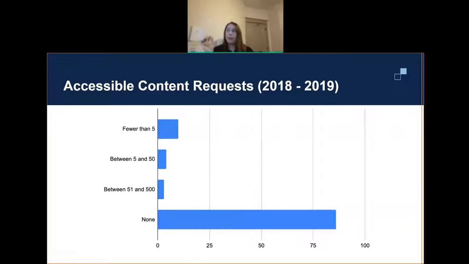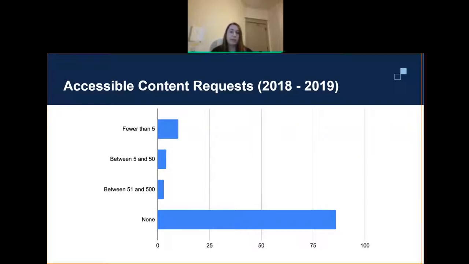Before I talk a little bit about this, I just want to note, we conducted this survey in the fall of 2019, which was prior to the pandemic. So it's possible that the numbers represented here may have increased during the pandemic as students, faculty, and the public have less access to physical resources. But at the time of our survey, when we asked about the average number of requests that repository managers were getting for making content accessible, most had not received any request in the past year or more. That was by far our most popular response.